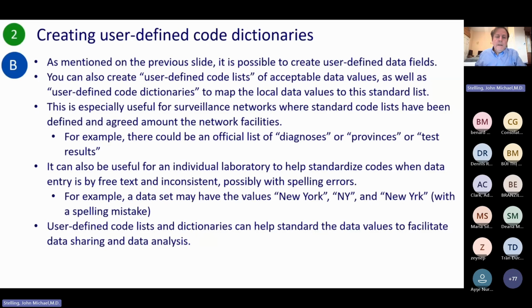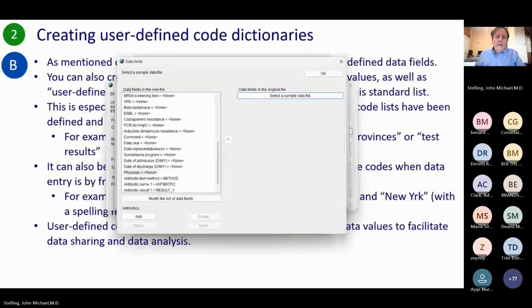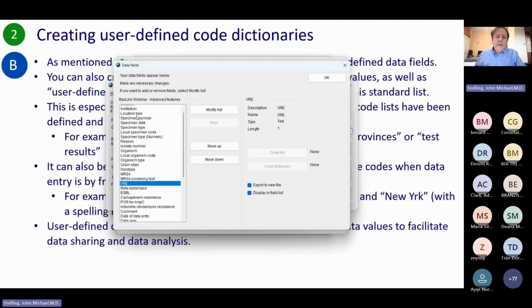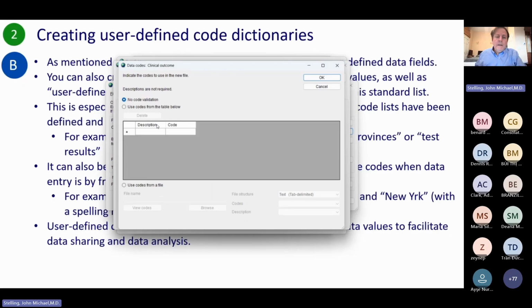Okay, how do I make these dictionaries? What's the next screen? And then how do I edit them? Okay, good. And so I'm going to go back to modify the list of data fields. For example, here I created a field called clinical outcome close to the top. There's a field on the right called code list, and there is no code list yet. I can make a code list. And what are the outcomes? It says no code validation, the first option, meaning you just copy paste whatever you have, WHONET will use the same thing.